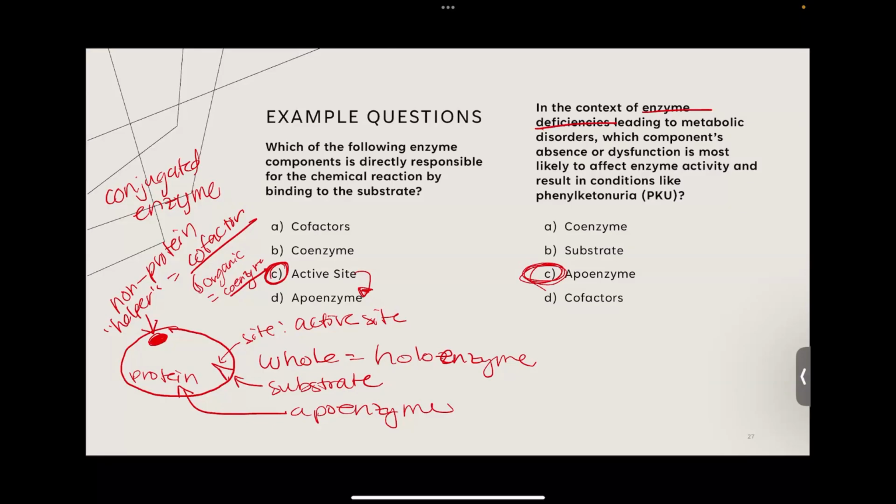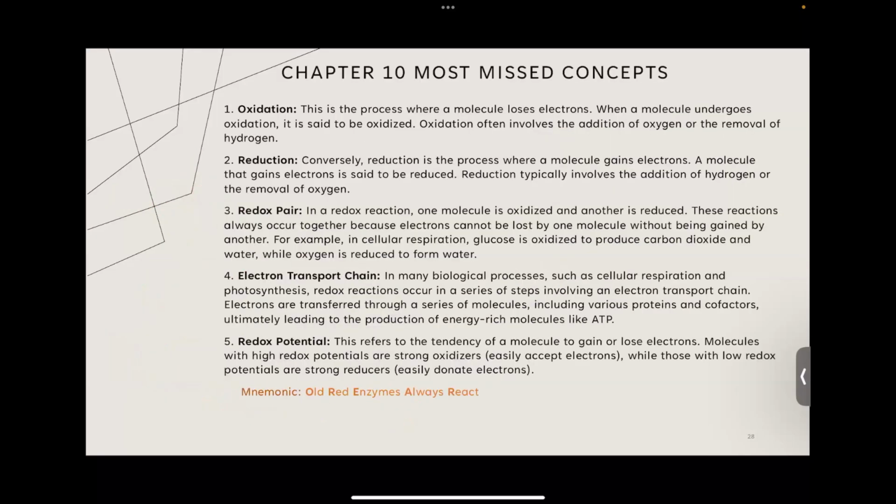That's where your mutation would be happening. As far as phenylketonuria, this is a genetic issue. What do you get from your genetics? You get proteins, right? And the part of your enzyme that is the protein is the apoenzyme. So that's probably where your dysregulation is going to be. That's kind of just reading into the fact that this is a protein-related dysfunction.